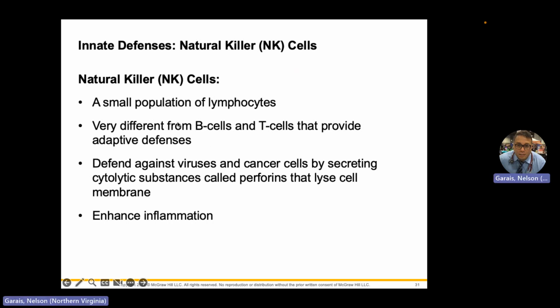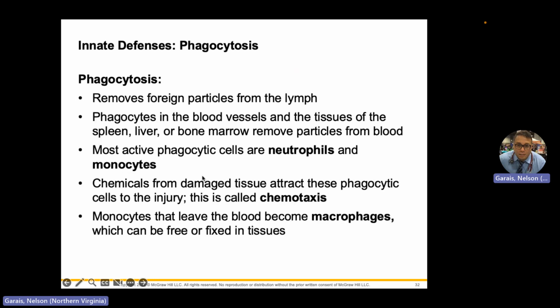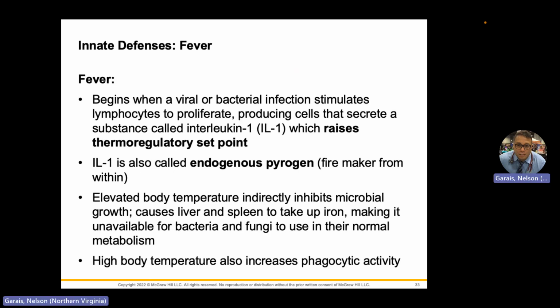And of course, just like macrophages and T cytotoxic or CD8 plus T cells, natural killer cells will enhance inflammation. Phagocytosis, we already know. Neutrophils are really good at phagocytosis. Monocytes that turn into macrophages are really good at it. We already know the definition of chemotaxis.